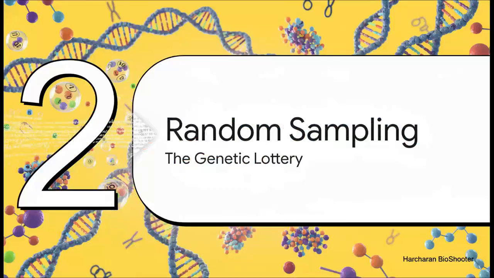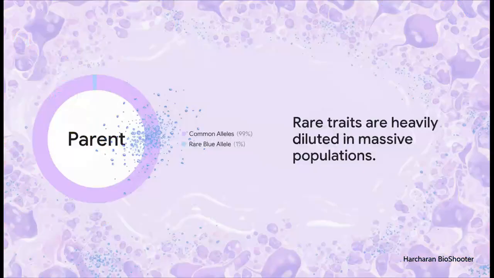Section 2. Random sampling error. The genetic lottery. Think about how a rare trait acts in a massive parent population. Let's say we have this deeply rare blue allele that exists in just 1% of the mainland group. Because there are millions of individuals, that 1% stays firmly at 1%. It is quite literally a drop in the ocean.